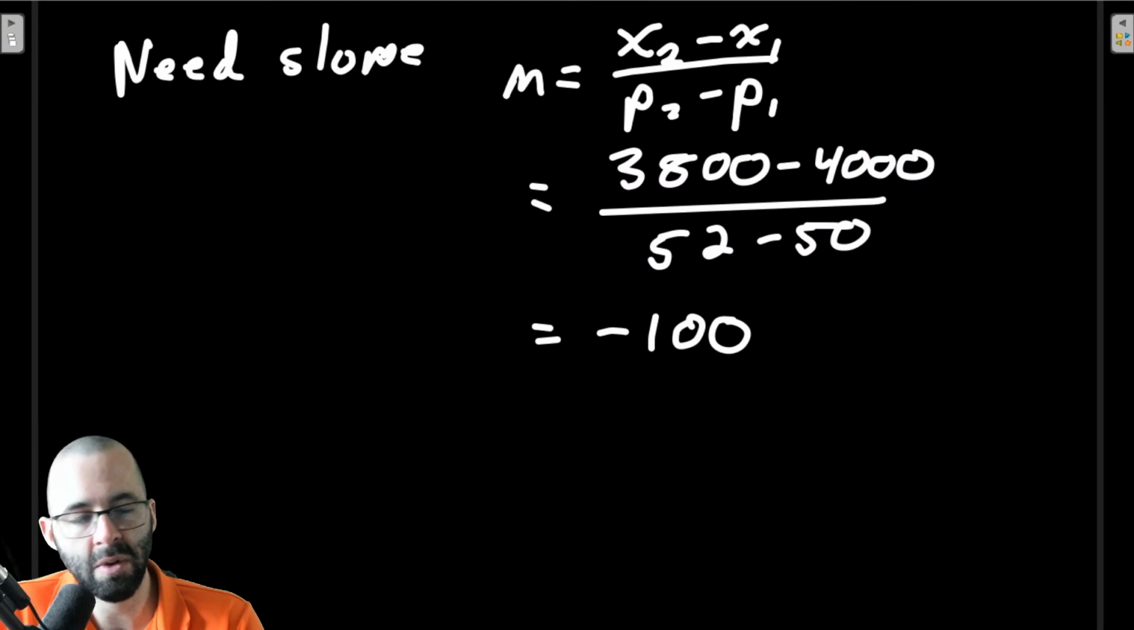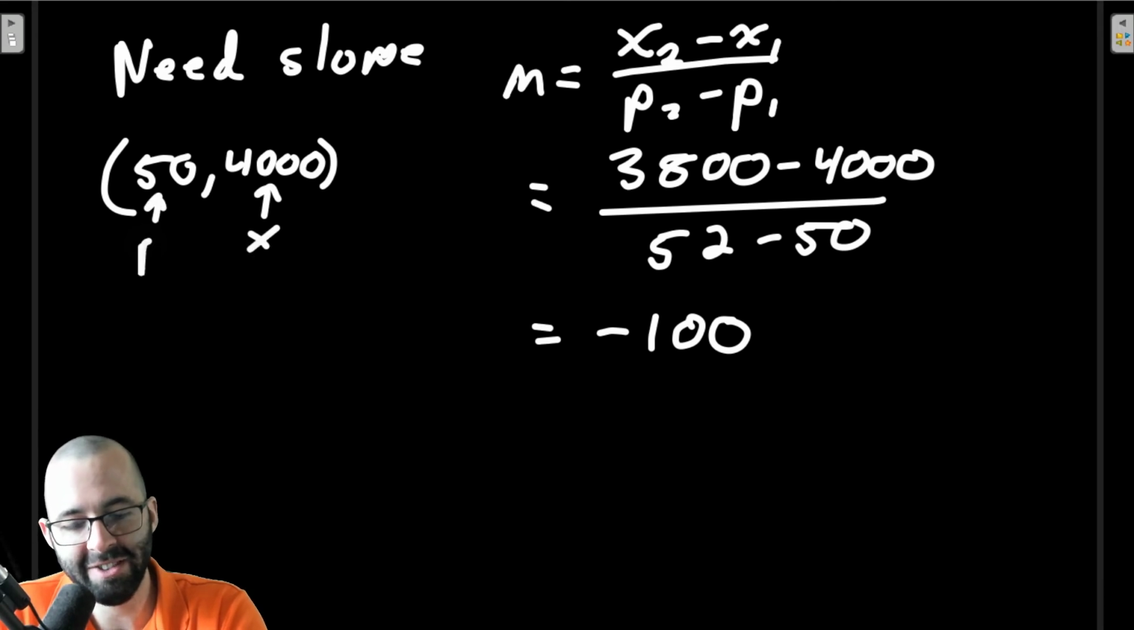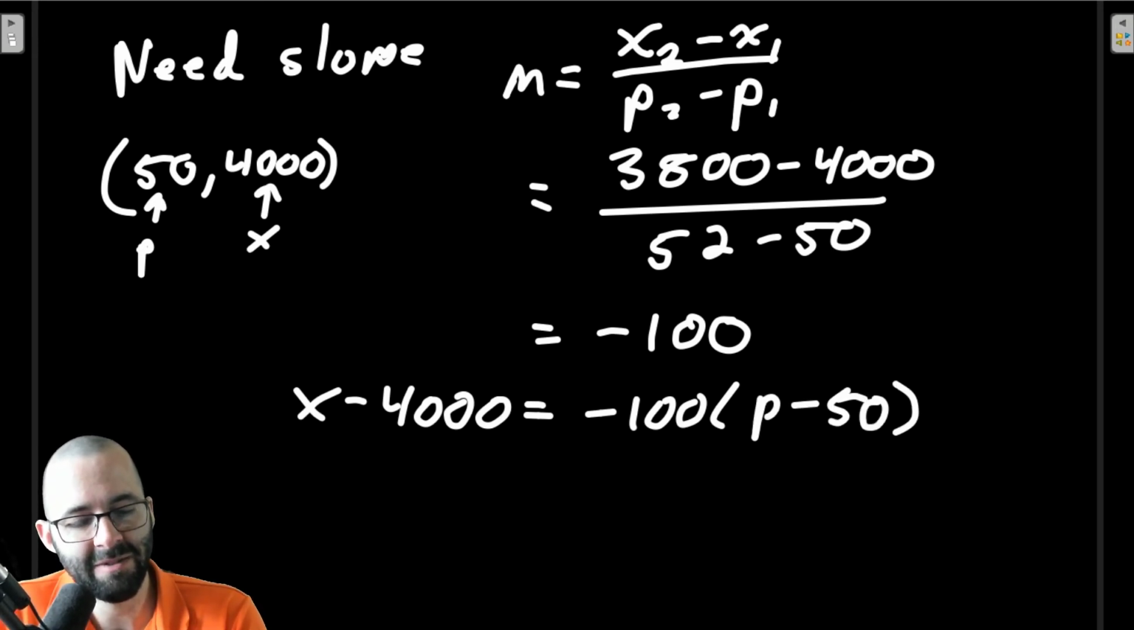Now we'll use point slope form. Again, we can choose any point we want. I'm going to choose the nice one, that when we charged $50, we had 4,000. And again, the y coordinate really messed you guys up here. The y coordinate is x for us. So it'll be x minus 4,000 is equal to the slope, which is negative 100, times the x coordinate, which is p, minus the p coordinate, 50.